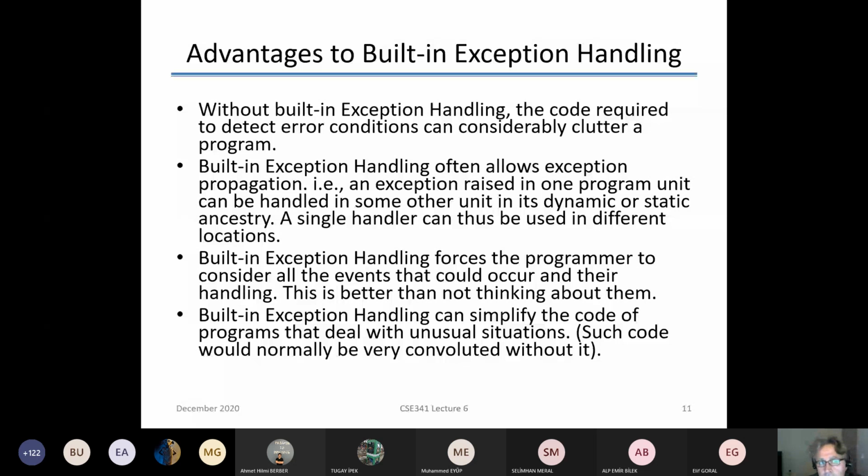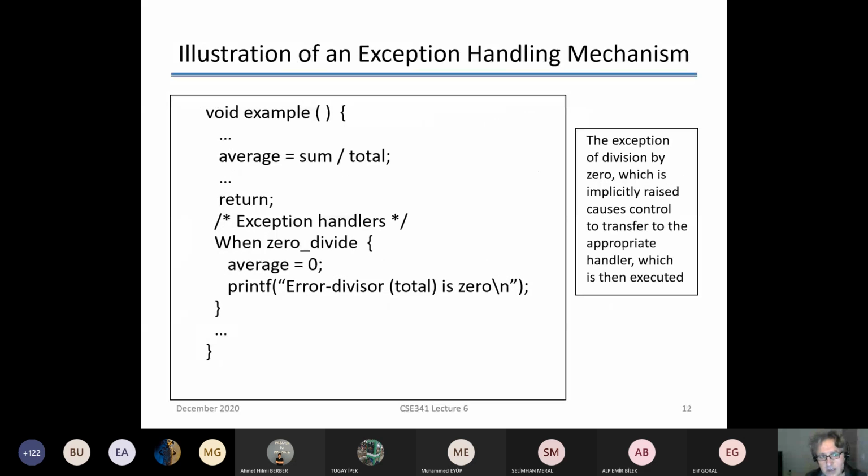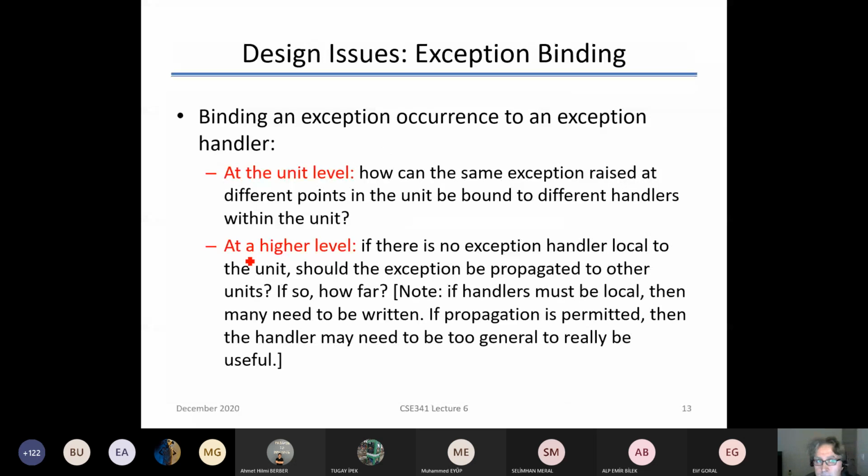Now, there are some design issues that we have to handle with regard to exception handling. There is a simple example here. We say, okay, there is a sum divided by total, and when total is 0, this might actually return a hardware exception. And this is the exception handler that actually handles it. Now, what are the design issues in exception handling?